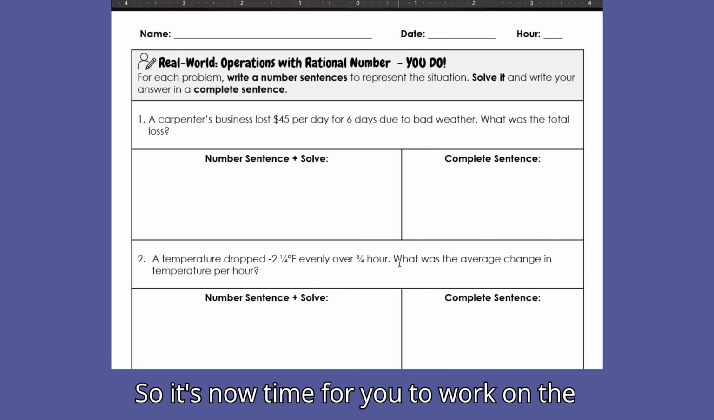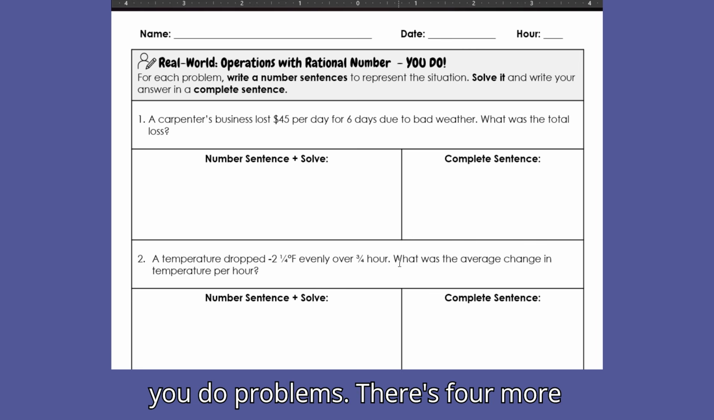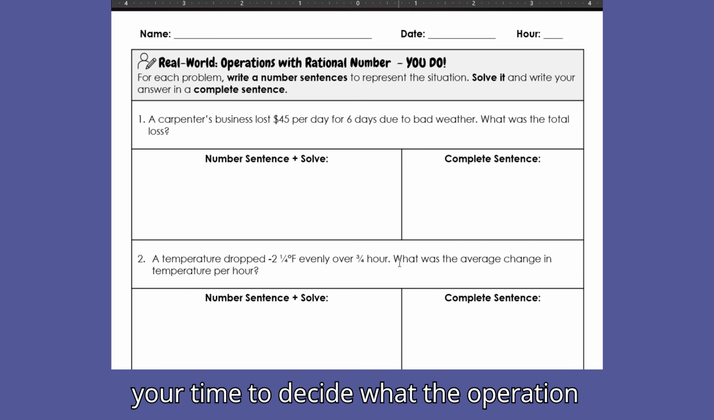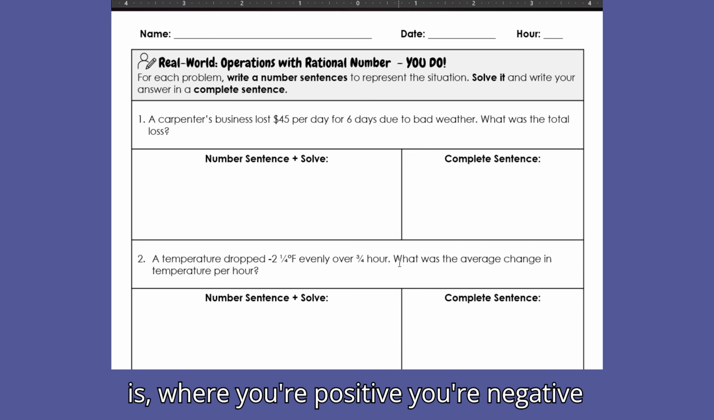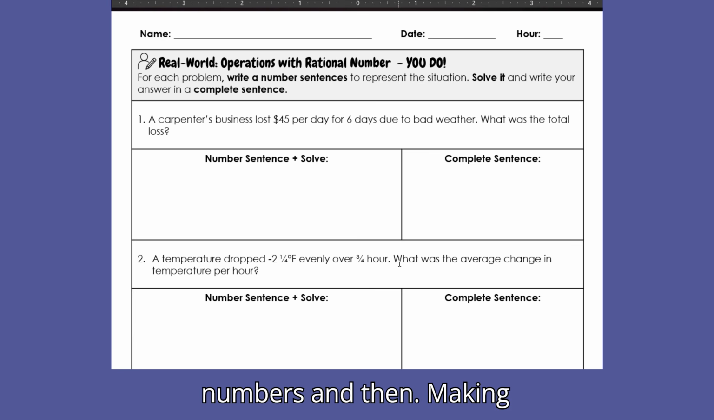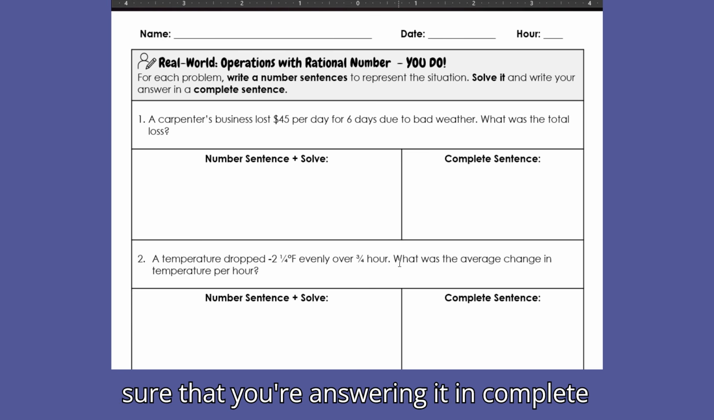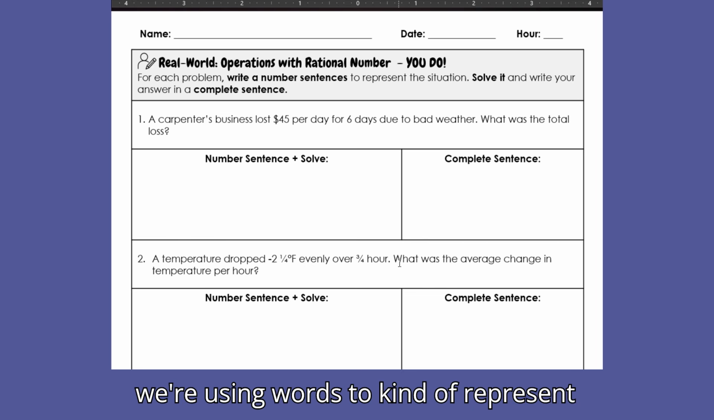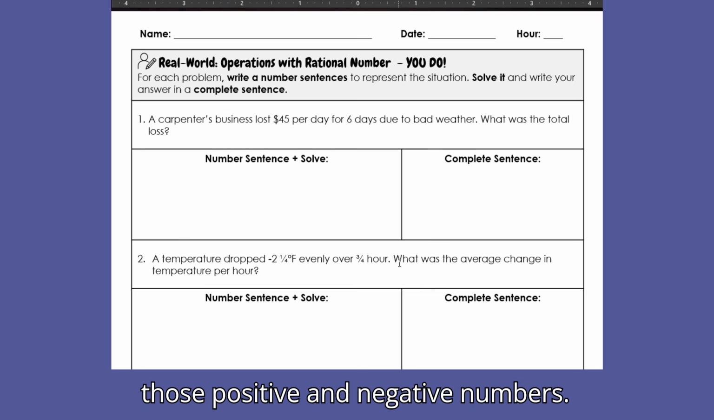So it's now time for you to work on the you do problems. There's 4 more questions to work on. So be sure to take your time to decide what the operation is, where are your positive and negative numbers, and then making sure that you're answering it in complete sentences. Remember, there's a math answer, and then there's the actual real world complete sentence answer, where we're using words to represent those positive and negative numbers.